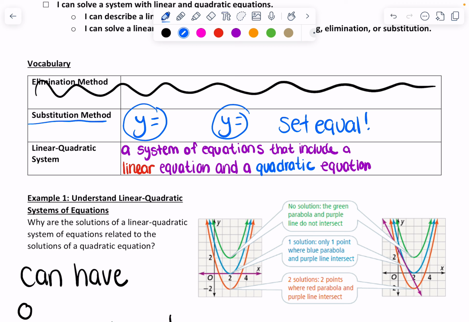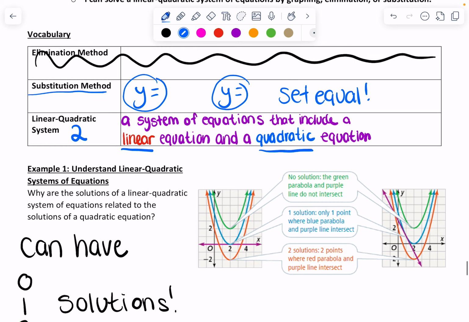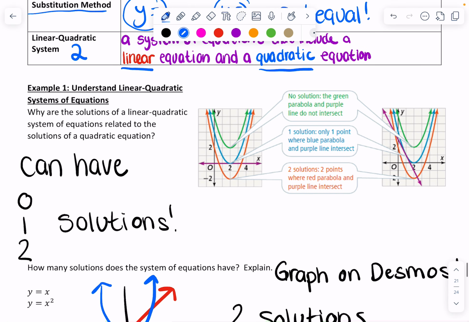And in general, in every question we're going to see in 9-7, we're going to have two equations, two of them. That's what a system means. One of them is always going to be a straight line, linear, and one's going to be our parabola, the quadratic equation. So example 1 just says, why are the solutions of a linear quadratic system of equations related to the solutions of a quadratic?